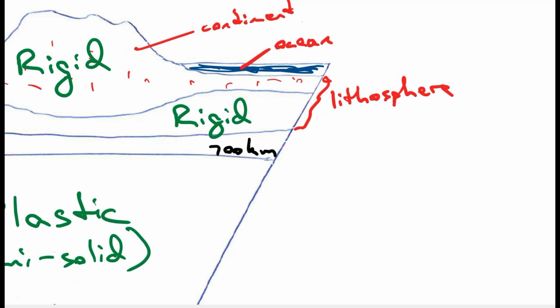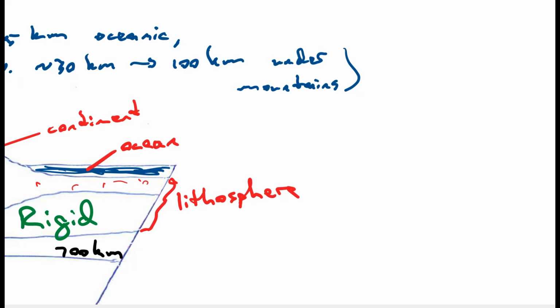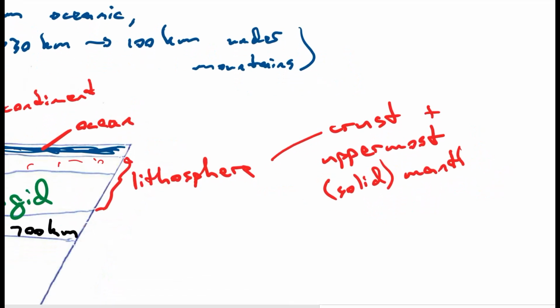In fact, let's write that because we can. Plenty of space over here. So lithosphere, this is the crust and the upper mantle. Now, the uppermost mantle, but which part of it? It's the uppermost, it's the solid part of the mantle, that rigid part. So that's the lithosphere.